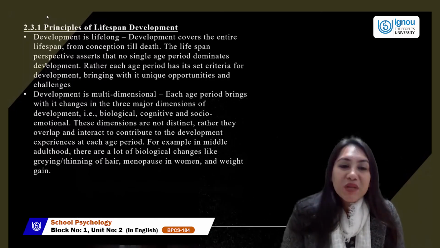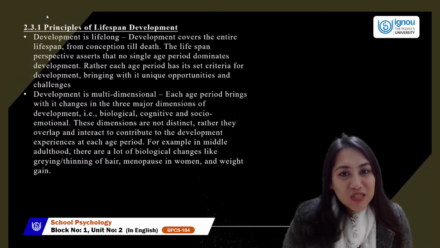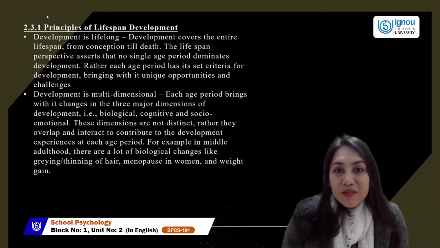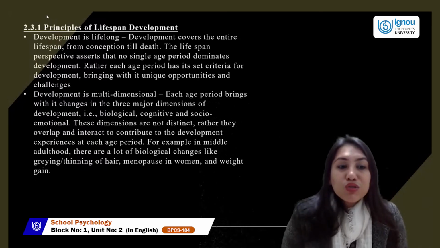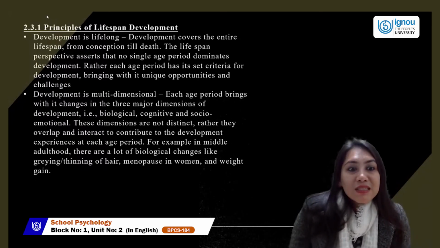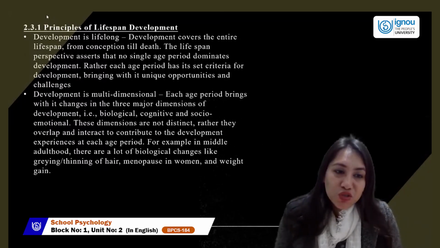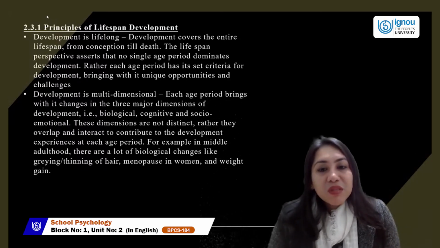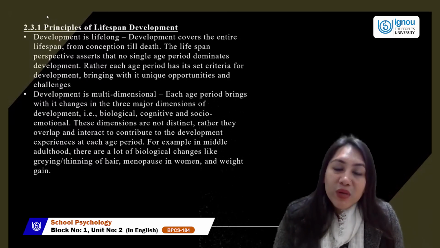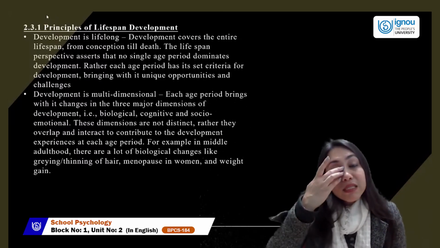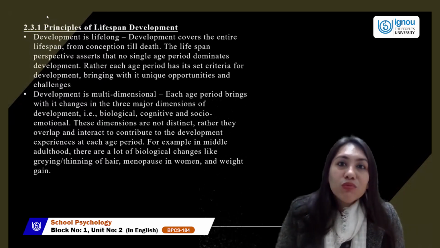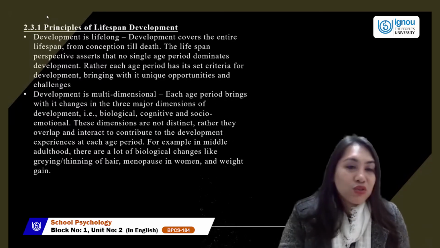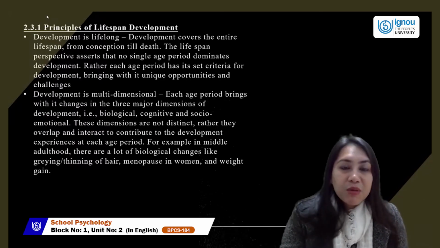Another thing is that development is multidimensional. That means development doesn't only happen biologically. It's not only the body which is growing all the time. It moves ahead cognitively, socially, and emotionally as well. We humans cannot be restricted to one dimension. If there's biological development, the brain development will equally happen, and the cognitive development will simultaneously happen. All of these dimensions overlap and interact with one another to account for our development at each period and each stage. That is what it means for development to be multidimensional.